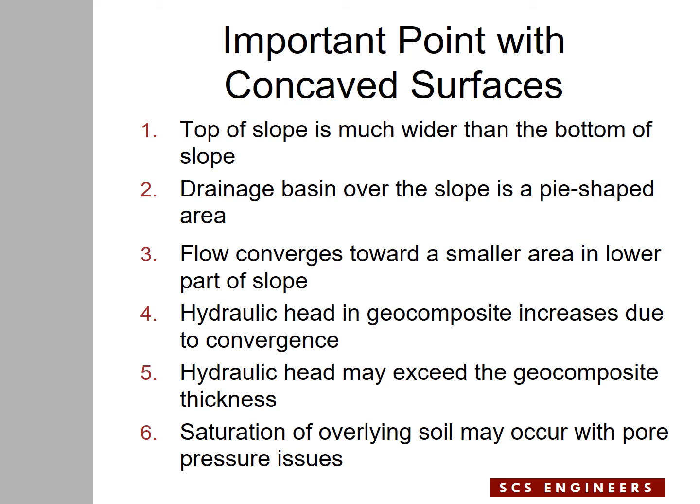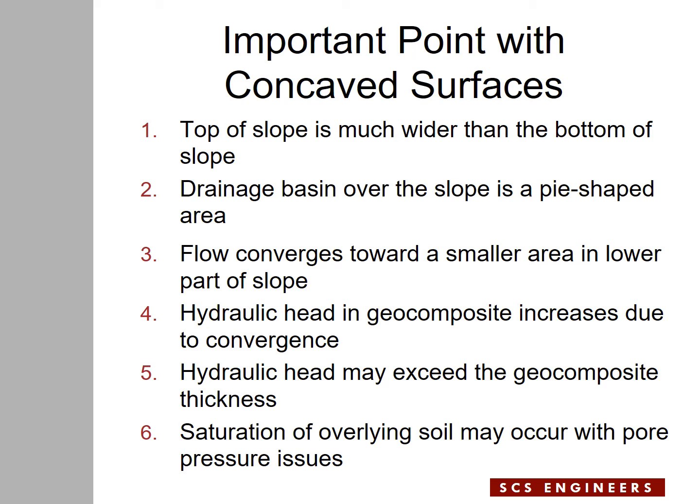Important points with concave surfaces. The top of the slope is much wider than the bottom of the slope. So the drainage basin for the geocomposite is a pie-shaped area. In an ideal case, where the two sides of the landfill are coming at each other at 90 degrees, the pie shape is like a quarter of a circle. And in other cases where the angle is different, it's like a pie shape.